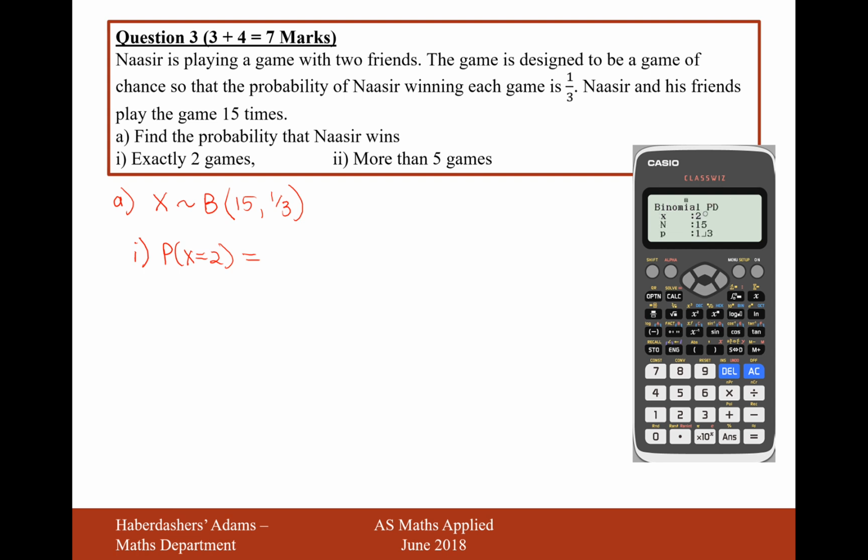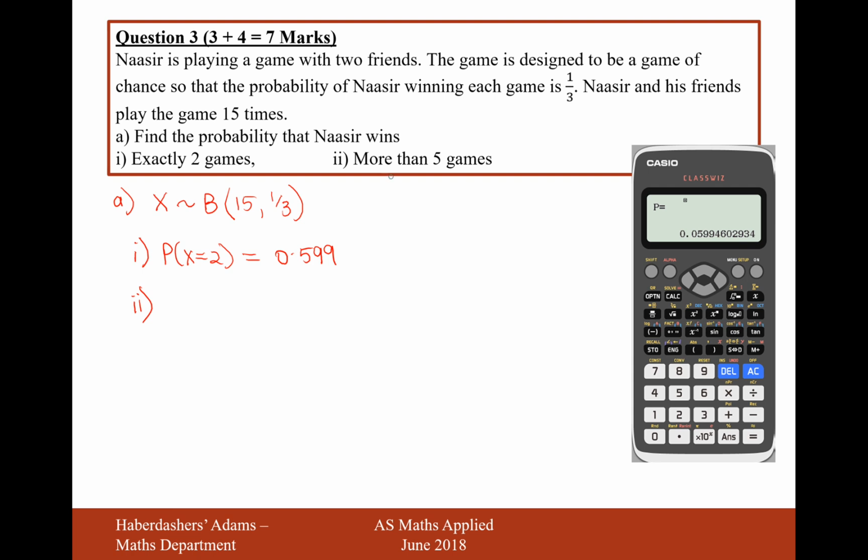And then we type in all our key statistics. We want to win 2 games out of 15 with a probability chance of winning of 1/3. Press the equals button and you get your answer, 0.0599. So there we are, that's the answer for part I.